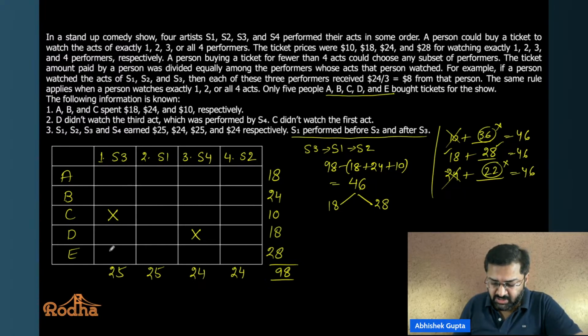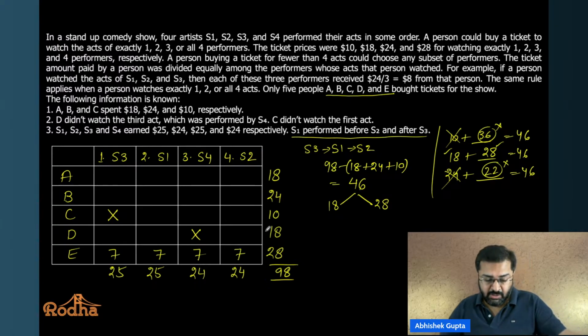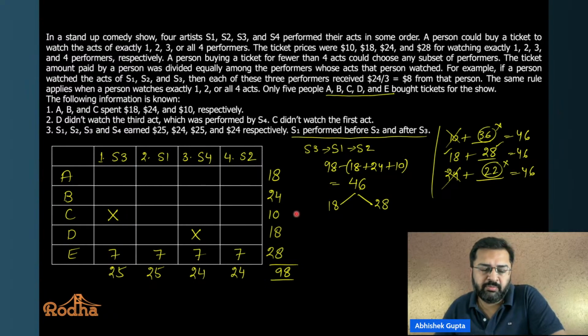So this basically becomes 7 here. This is 7, this is 7 and this is 7. So the situation becomes like that. This is $28 which E paid, and E paid $7 to each person: S3, S1, S4 and S2. Now this was all given in the question, and this is 18. We still do not know the breakup of this 18. Is it clear to everyone till this point?